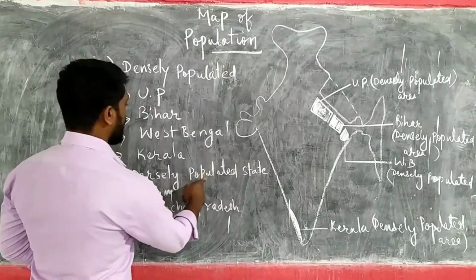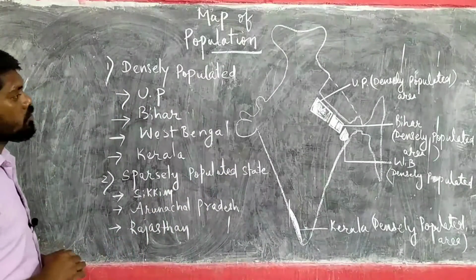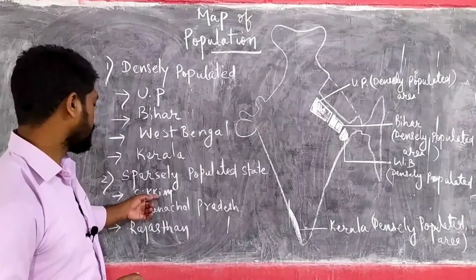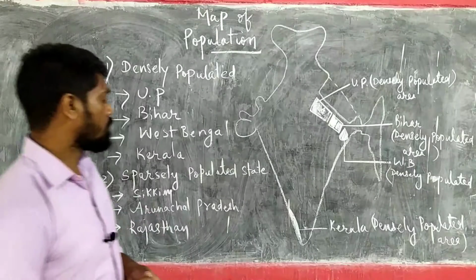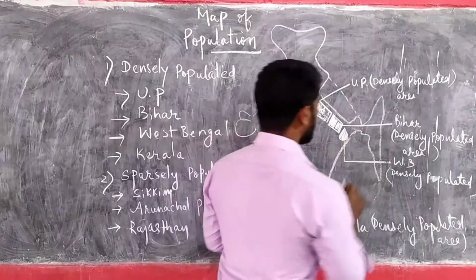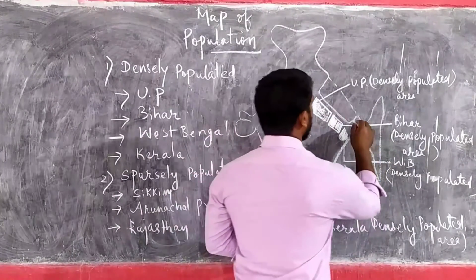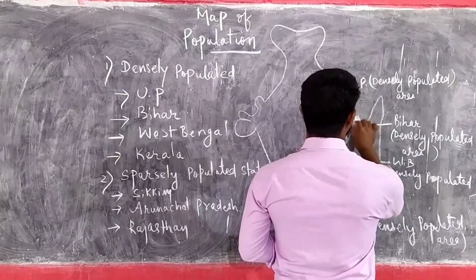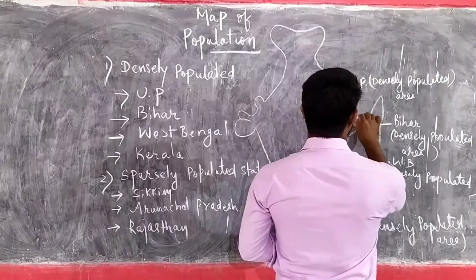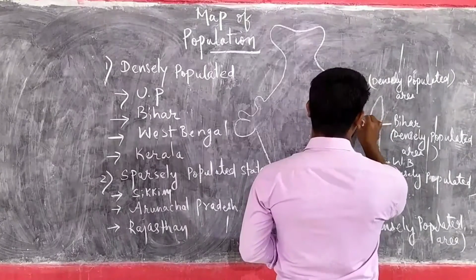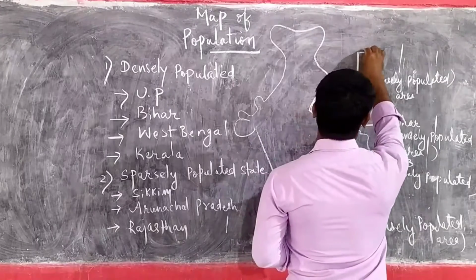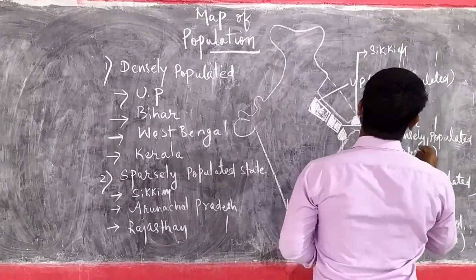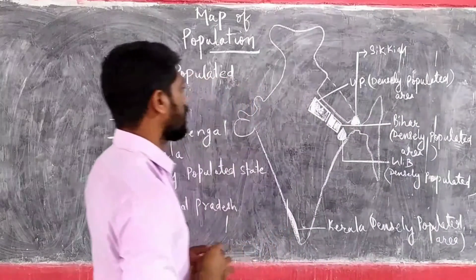Then sparsely populated area, that means the state where the population is very less. The first one is Sikkim. If we are asked for the north side, North India, it is Sikkim. So here is Sikkim, this part where a little bit elevated area is there. This is Sikkim. There you can shade and you can write Sikkim, right? This is the area where Sikkim is located.